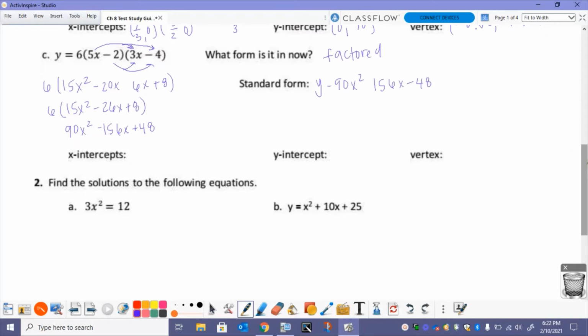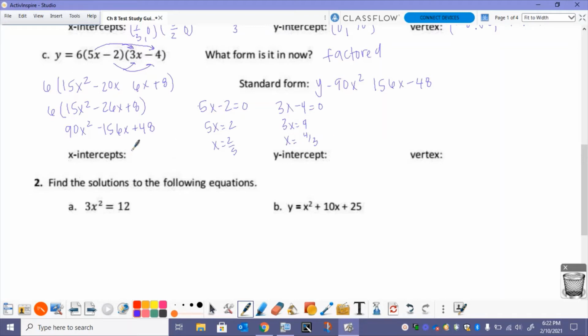All right. So it wants us to find our x-intercepts. Remember, we can take these factors, set them both equal to 0, and solve for the x. So that's what we're going to do. All right, so we're going to start first by getting rid of this 2, by adding it to both sides. So we have 5x equals 2. And then we're going to divide by 5 to get x by itself. All right, same thing over here. Add that 4 and get rid of it first. So we have 3x equals positive 4. And then divide by 3, so we get x equals 4 over 3.